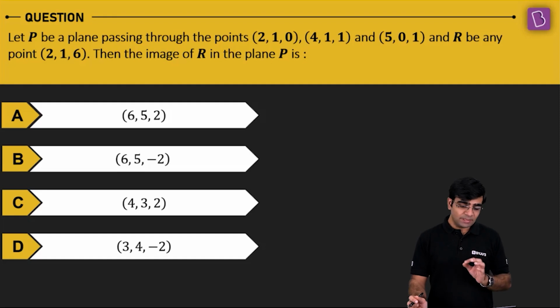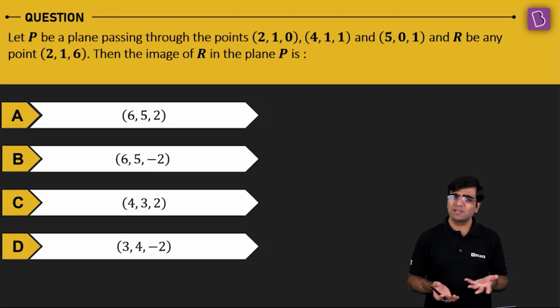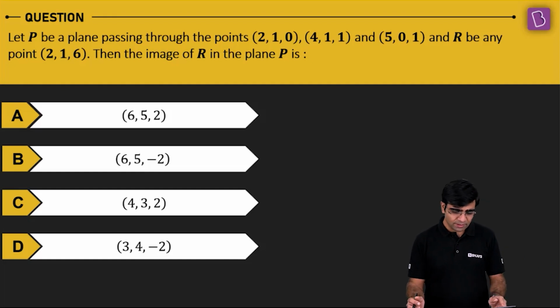Let P be the plane, so P is the name of the plane, passing through the point 2, 1, 0, second point as 4, 1, 1, and 5, 0, 1. So there are 3 points which are given to me, and there is a plane which is passing through them. So that's okay. A plane might have infinite points. Perfect.